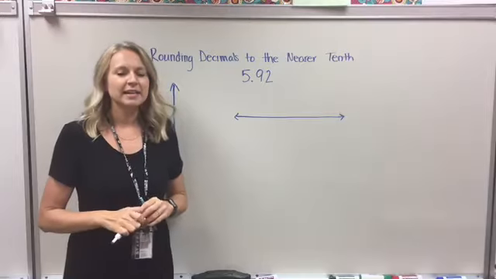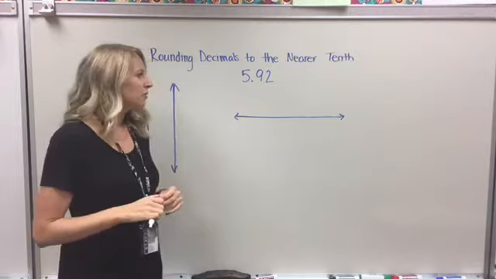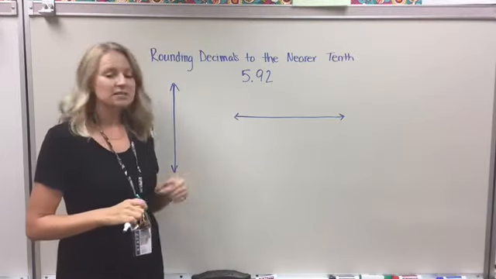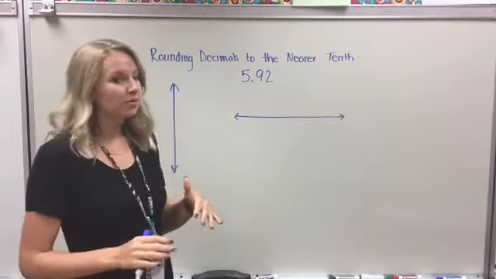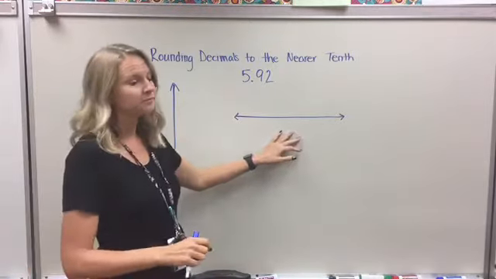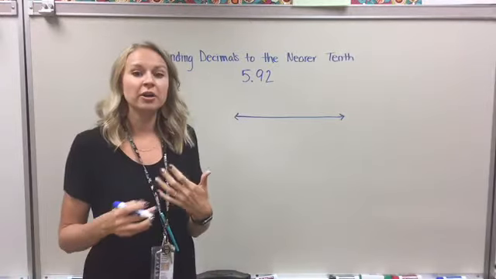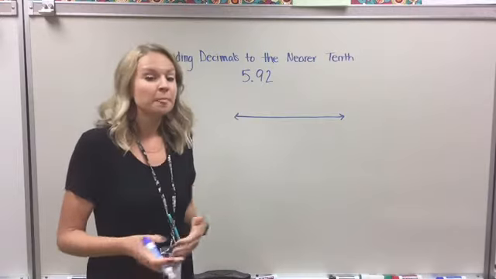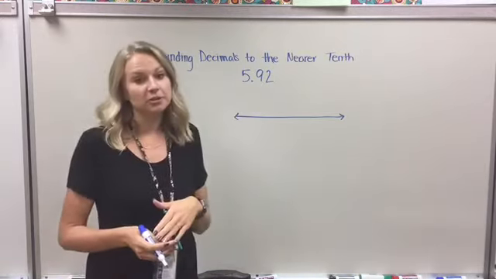Hi everyone. Today's lesson is going to focus on rounding decimals to the nearer tenth. Now, the strategy that we're going to use today to round our decimals is number lines, and you'll see that I have two separate number lines here on the board. I have a vertical number line and I have a horizontal number line. You might find one type of number line easier to round with than the other, so I want to show you both examples. So the number that we're going to be working with today is 5 92/100.